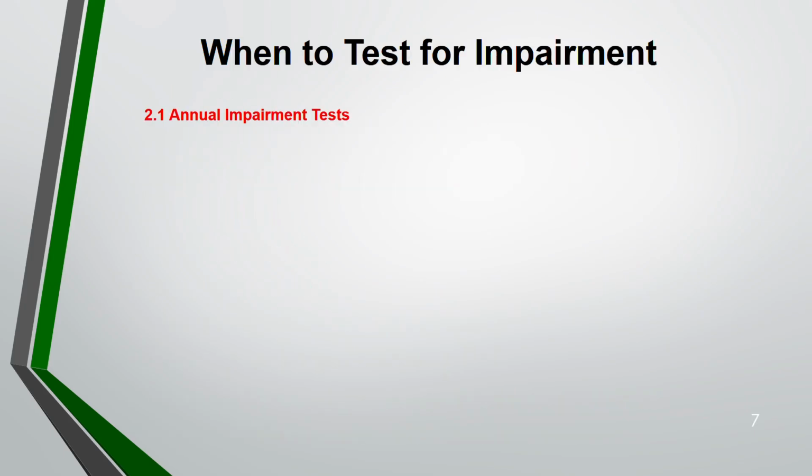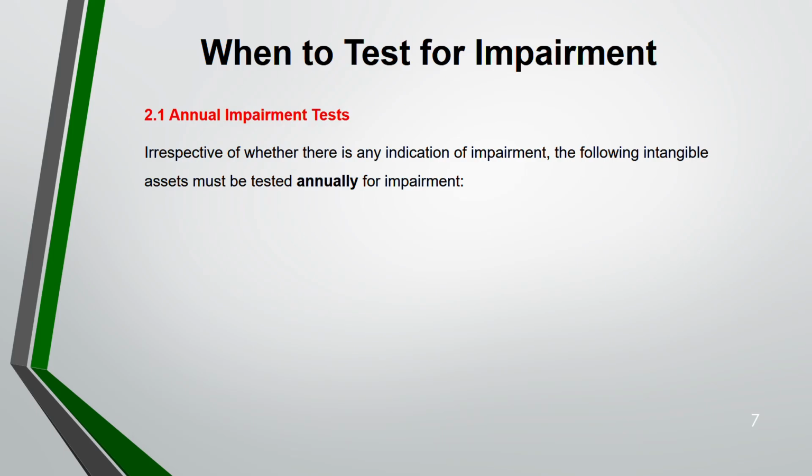Now, annual impairment test. When to test for the impairment? For some assets, whether there is an indication of impairment or not, you have to test annually for impairment. So these are the following assets that have to be tested. These are the following intangible assets. They are intangible. You have to test annually for impairment, doesn't matter whether indication of impairment is there or not.